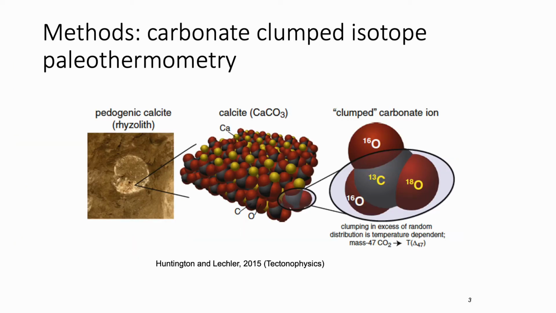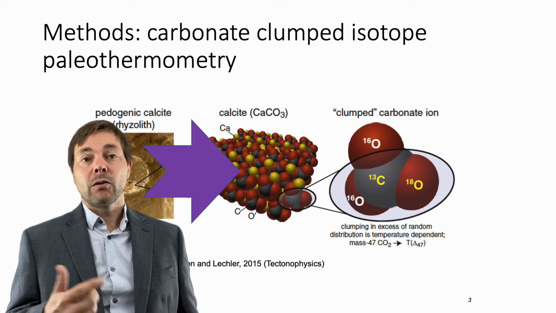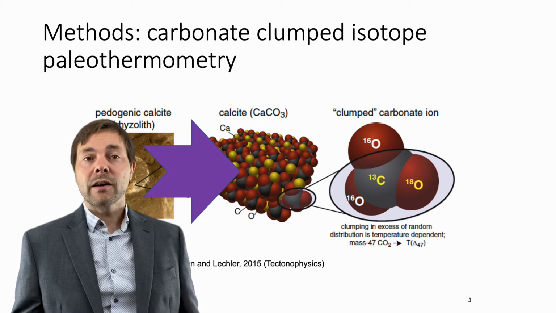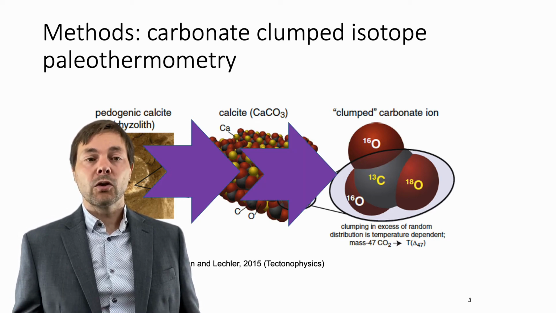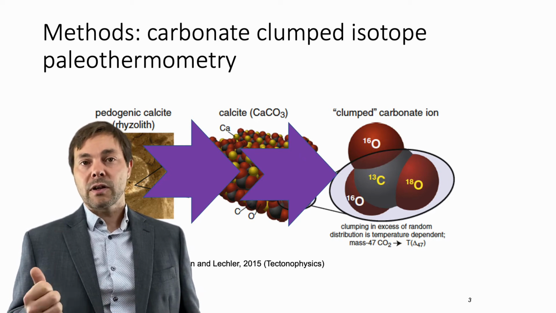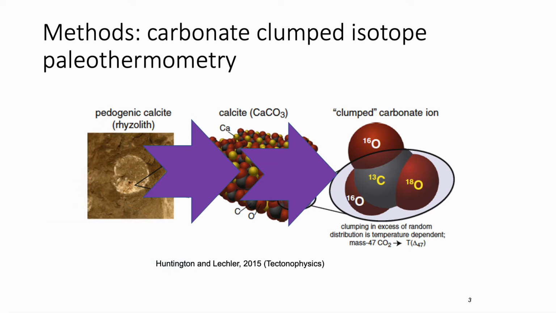What is clumped isotopes? If you start with a carbonate, you can look at its molecular composition. And of course, you will see that it's made up of a metal, calcium often, with a carbonate ion. Now, the carbonate ion is what we're interested in. So we're going to look more closely at the carbonate ion, and you can see that it is composed of oxygen and carbon of different isotopes, C13, C12, O18, O16. And that's what's interesting here.